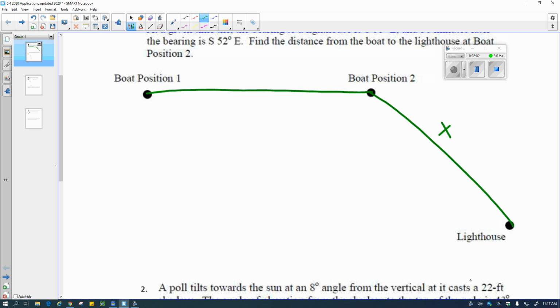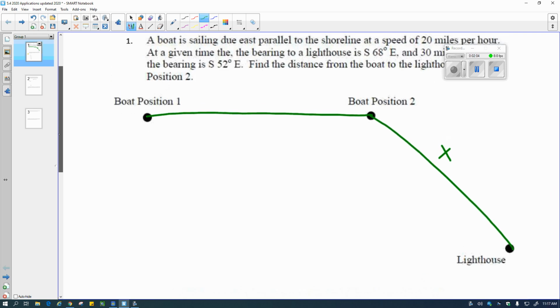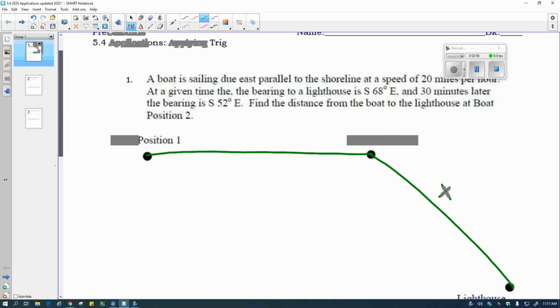They talk about the bearing, which is kind of the line of sight. And they give it to us in sort of a funny way: south 68 degrees east. So it requires a little bit of knowledge in terms of north, south, east, west. And so remember that west is on the left, east is on the right.